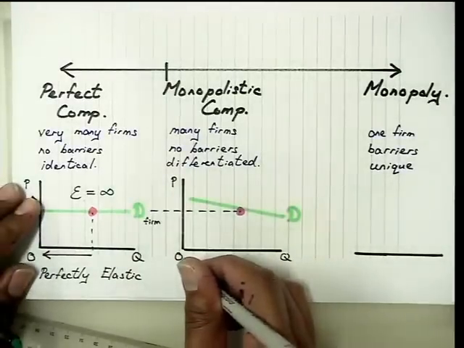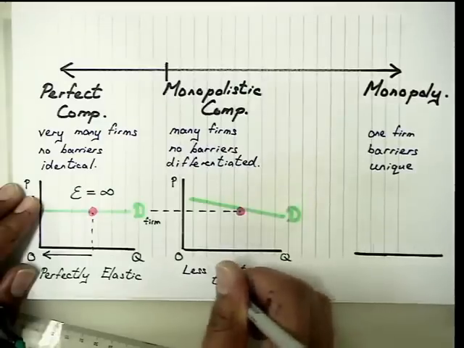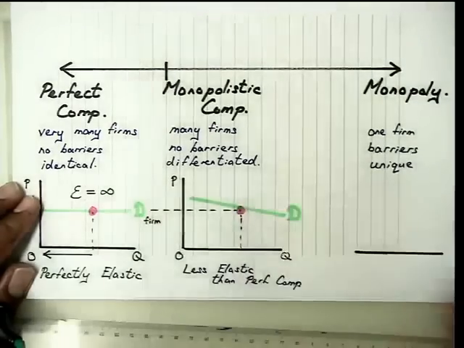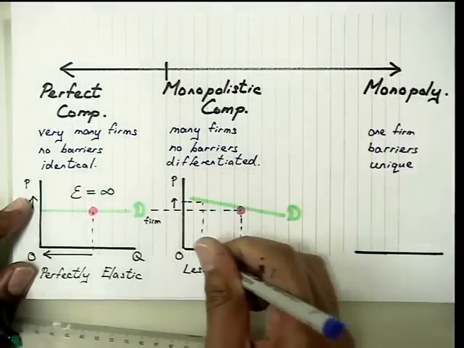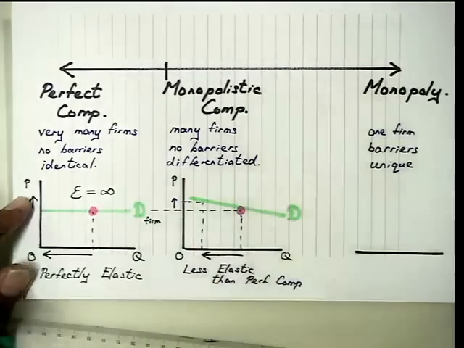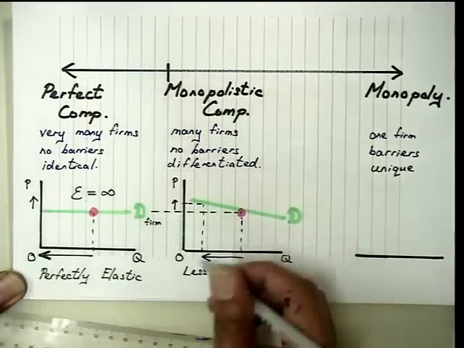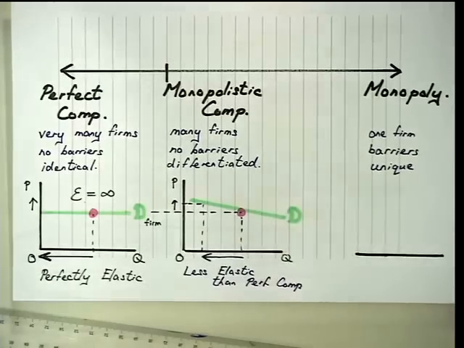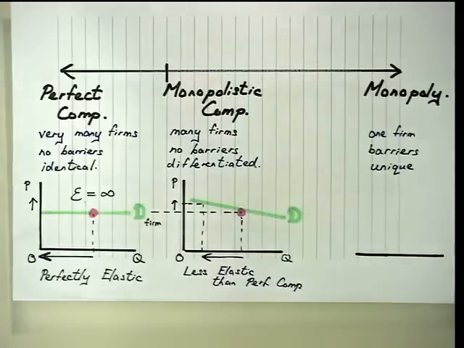So demand is less elastic than perfect competition. If I were to increase the price, I would lose some, but not all. See, in perfect competition, it goes all the way to 0. In monopolistic competition, it does not. The steepness of the demand curve reflects the degree of market power. Also, you could add it reflects the degree of product differentiation.